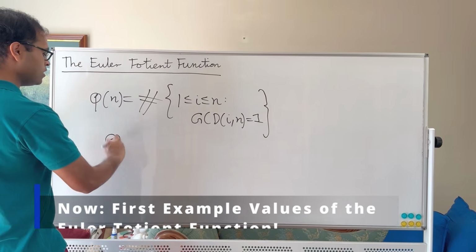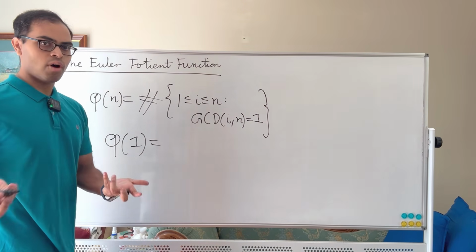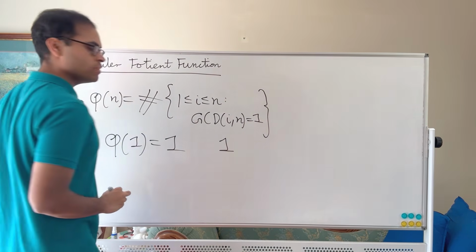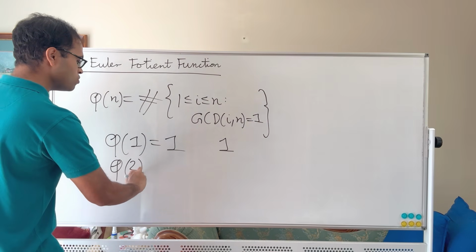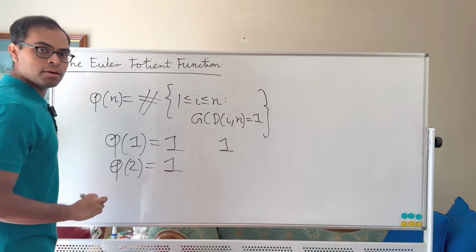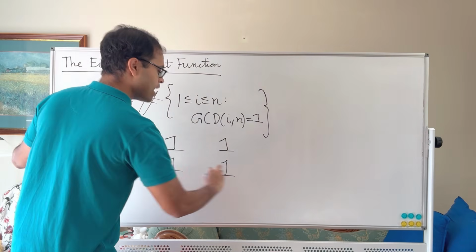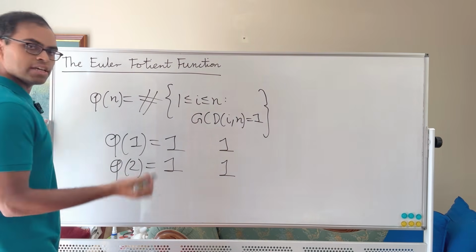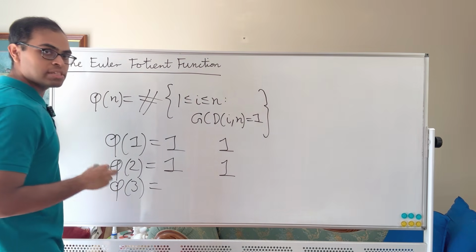So phi of 1 is basically just going to equal 1. The greatest common divisor of 1 and 1 is just 1. Okay, so phi of 1 is equal to 1, and 1 is a number relatively prime to 1 between 1 and 1. Let's do some more examples. Phi of 2 is also going to equal 1 because 2 is not relatively prime to 2. Between 1 and 2 we only have 1, which is relatively prime to 2. The greatest common divisor of 1 and 2 is 1. We can keep going. We're going to get some interesting examples later on.